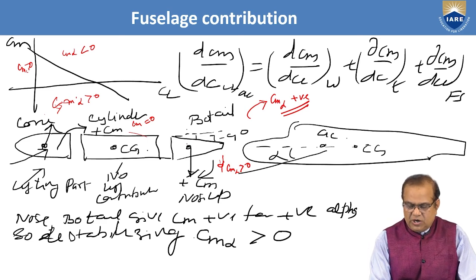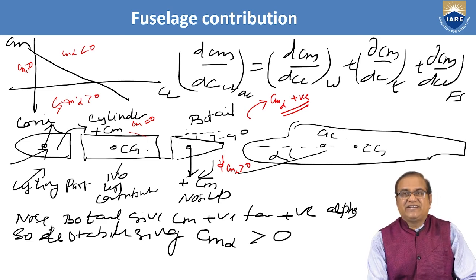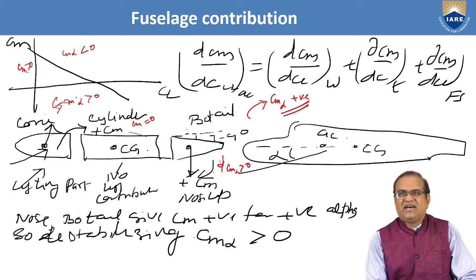Mostly this boat tail is tapered 7 to 9 degrees, and it is opposite to this cone. So it is generating the lift in this direction. It is a CL, and the moment is in this direction.